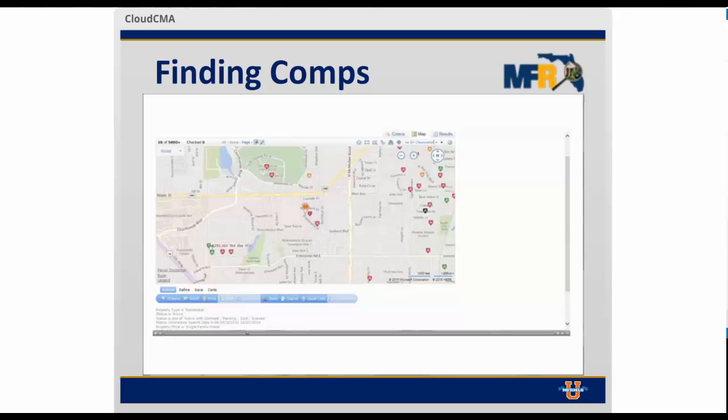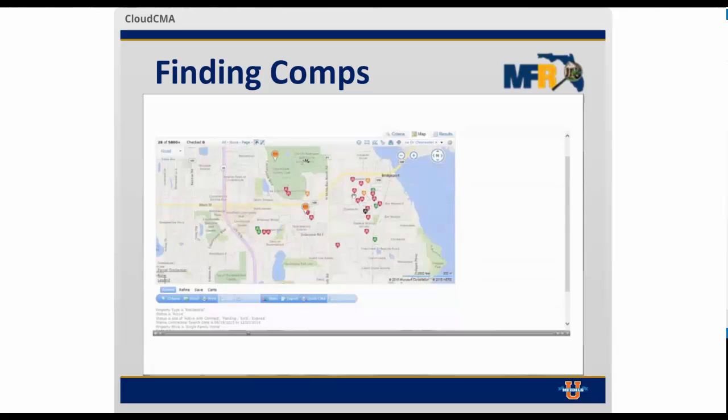The green pins are active listings. Red pins are sold properties. Black is expired. The yellow is pending. And active and active with contract are both going to be green. So now I can decide, well, where do I want to pull these comps from?